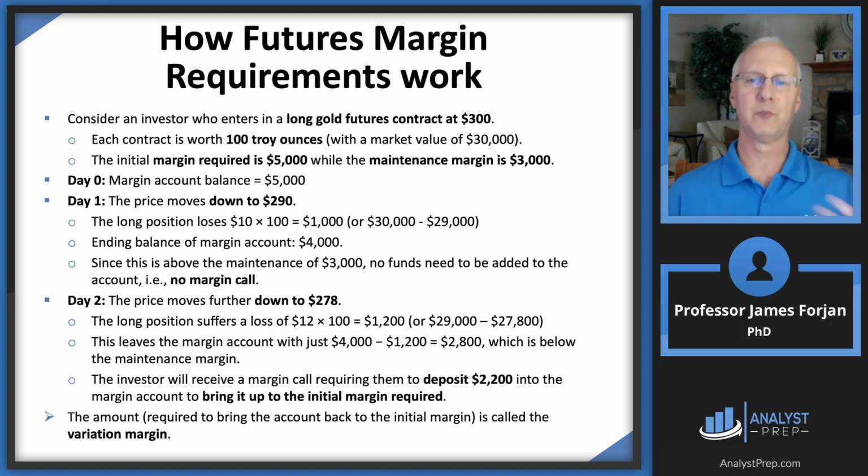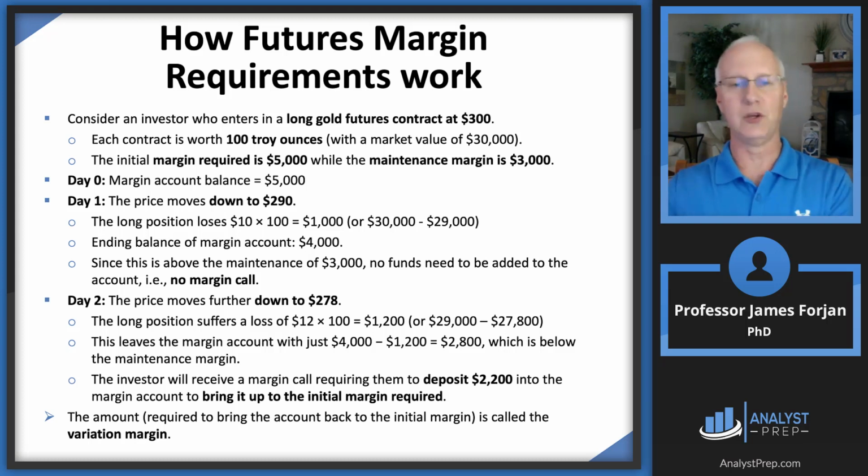But let's suppose on day two, price continues to fall down to $278 per troy ounce. We suffer a loss of $12 times 100, so that's $1,200. Or we can do it the aggregate way, take the 29,000, which was the ending position the day before, minus the 27,800. That gets us to 1,200. So we lose $1,200 that second day. Now our margin account only has $2,800 in it. So we're definitely going to get a margin call. So we've got to deposit $2,200 to get back up to that $5,000 so that we can trade, of course, during the next day.